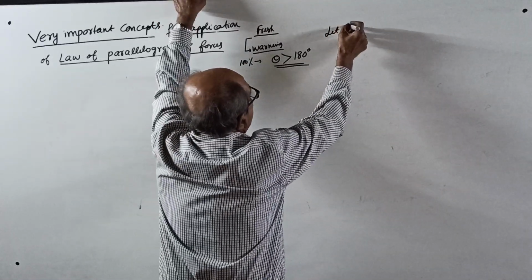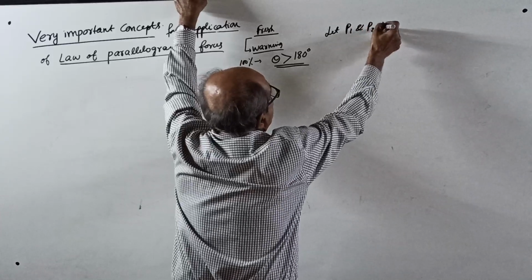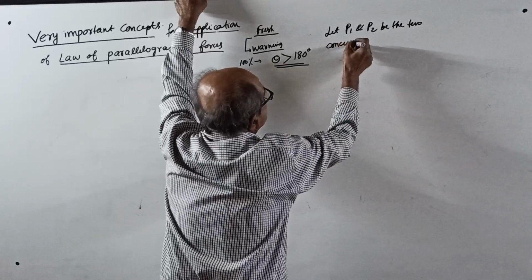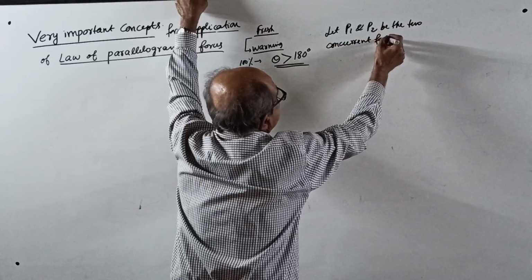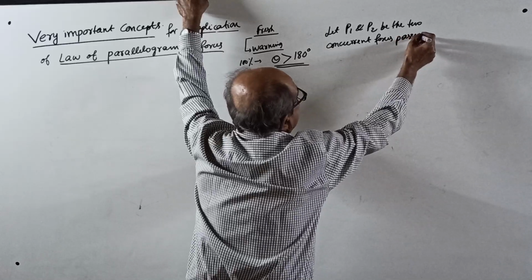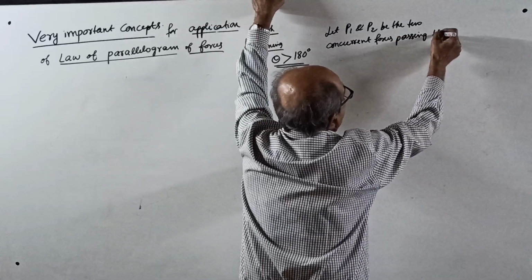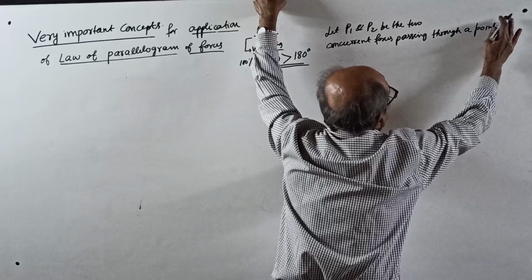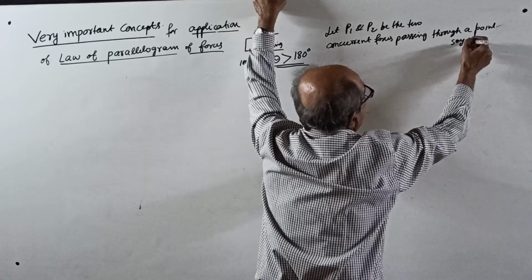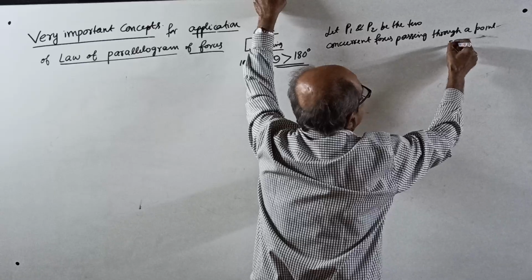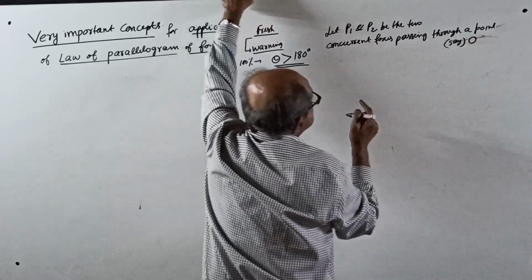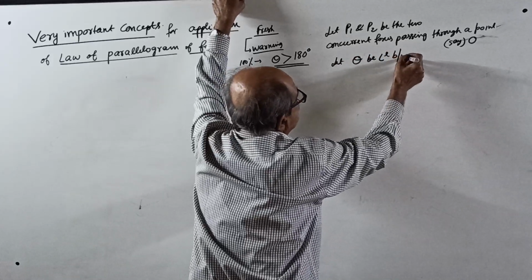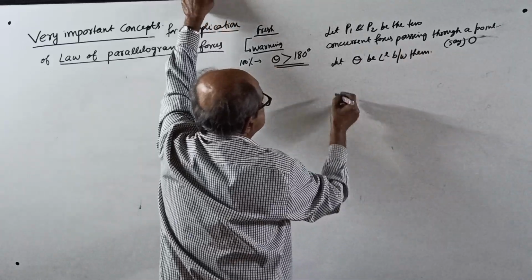Let P1 and P2 be the two concurrent forces passing through a point O. Say O. Okay, it need not always be O, but say O. Let theta be the angle between them.